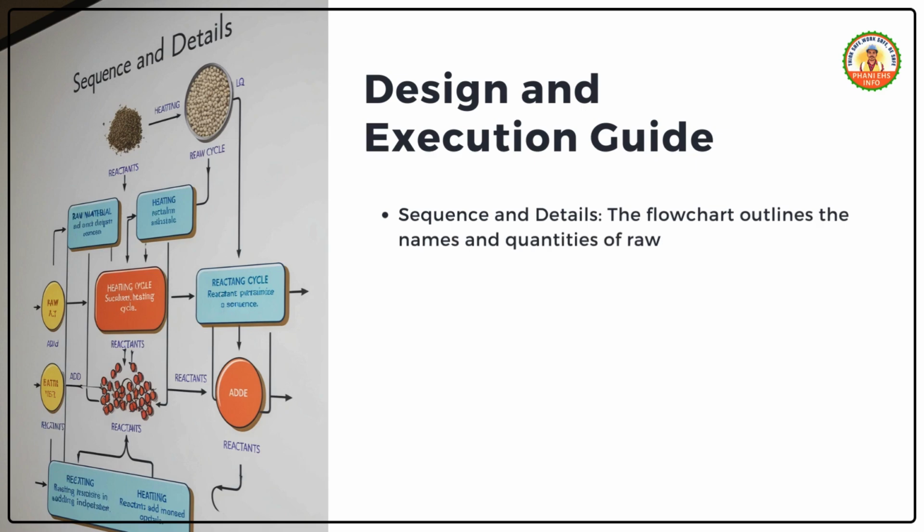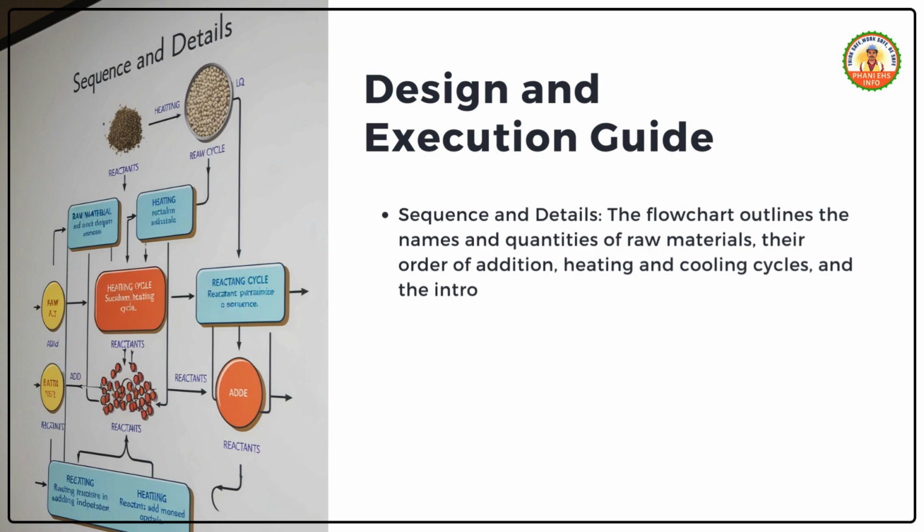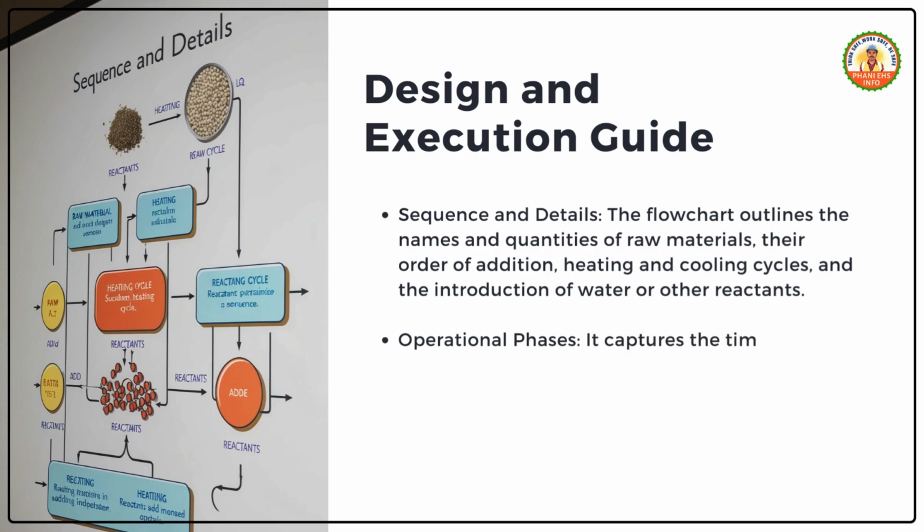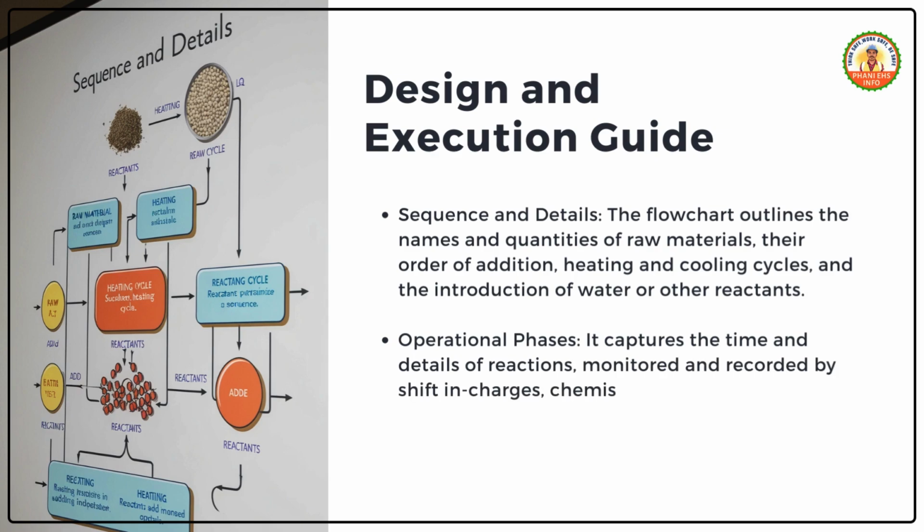The flowchart outlines the names and quantities of raw materials, their order of addition, heating and cooling cycles, and the introduction of water or other reactants. Operational phases: it captures the time and details of reactions, monitored and recorded by shift in charges, chemists, or supervisors.